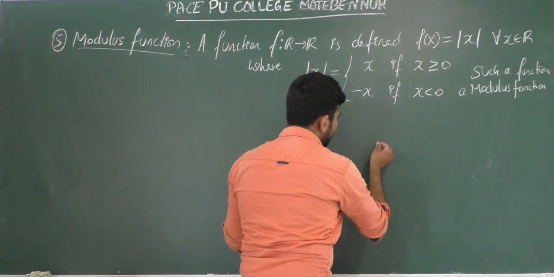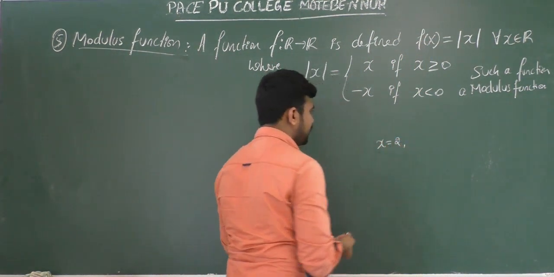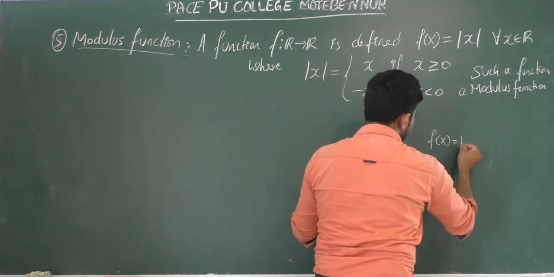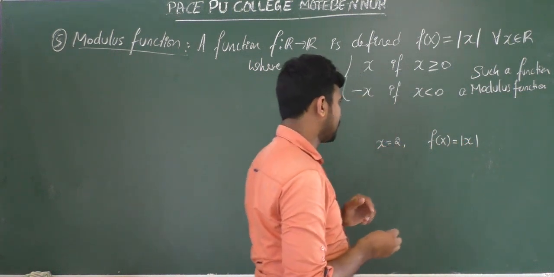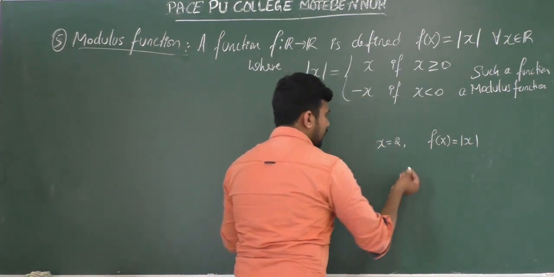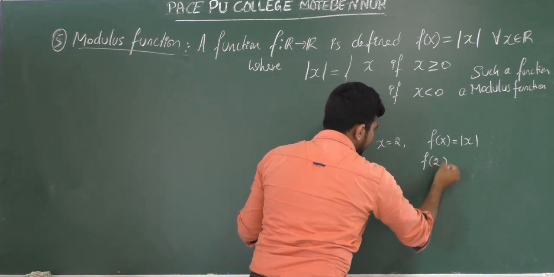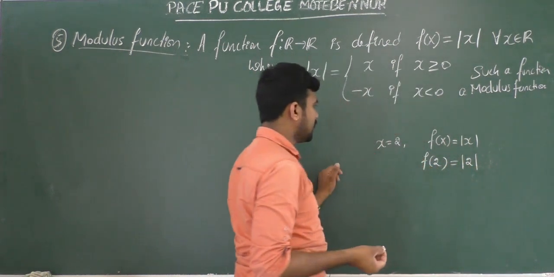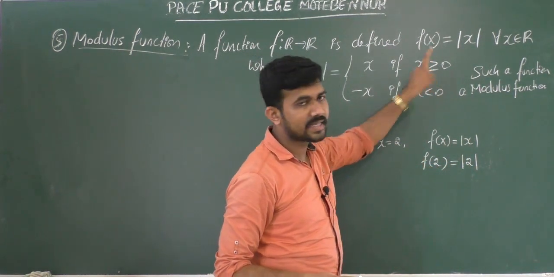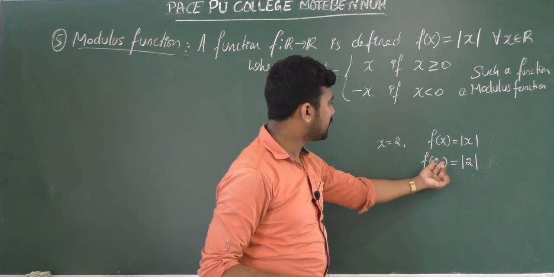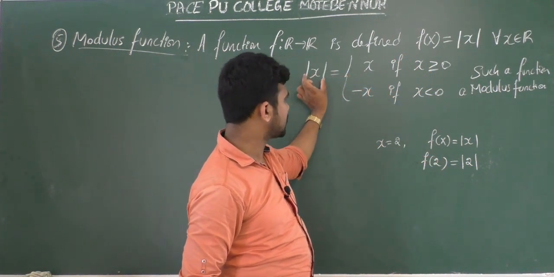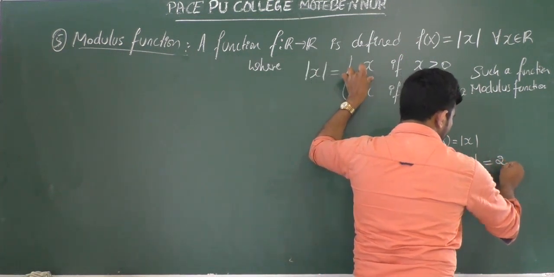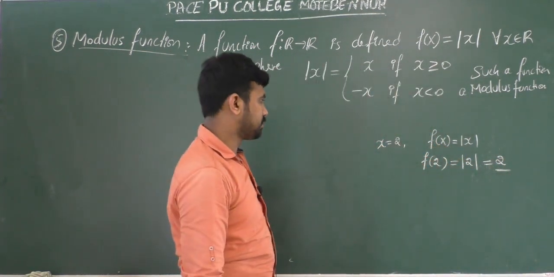Likewise, if you consider x is positive, you know how it is defined here. f of x is equal to mod x. Okay, so now f of 2, x is here 2, then its value is mod 2. You can observe here 2 is clearly greater than 0. So if you consider a number greater than 0, then the image of mod x is equal to x. It means mod 2 is equal to 2.